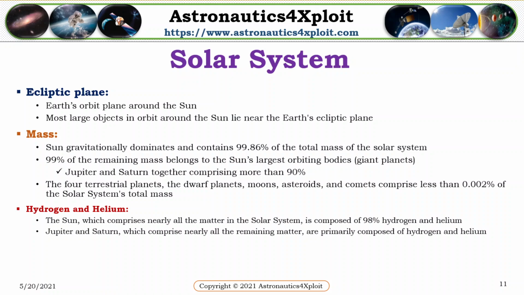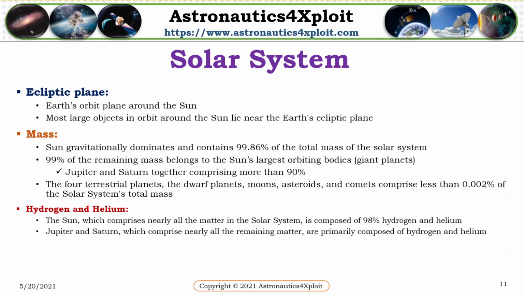Sun gravitationally dominates and contains about 99.86% of the total mass of the solar system, while 99% of the remaining mass belongs to the Sun's largest orbiting bodies, which are referred to as the giant planets. Jupiter and Saturn together comprise more than 90%. The 4 terrestrial planets, the dwarf planets, moons, asteroids, and comets comprise less than 0.002% of the solar system's total mass.